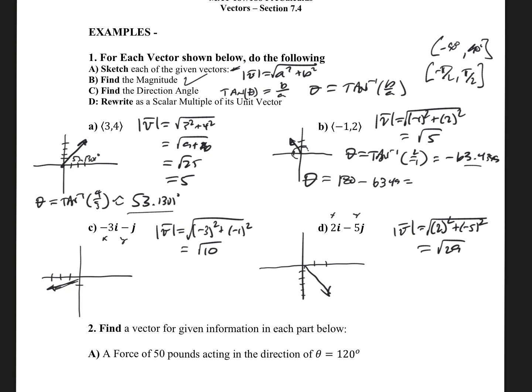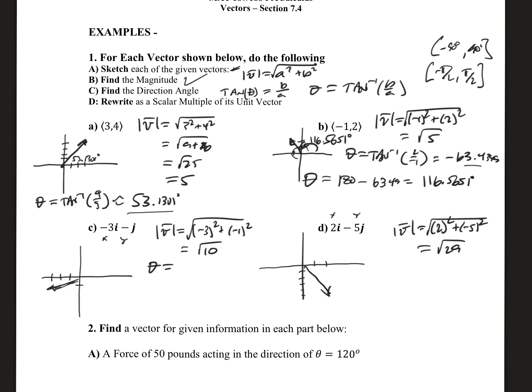is 116.5651 degrees. So that's what that angle is there, right? So 116.5651 degrees. So now I've got my angle theta, and then just on and on, right?